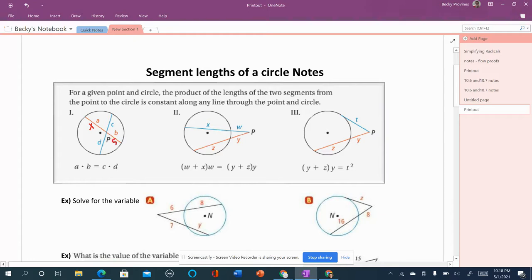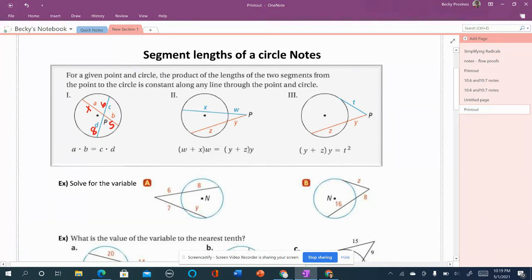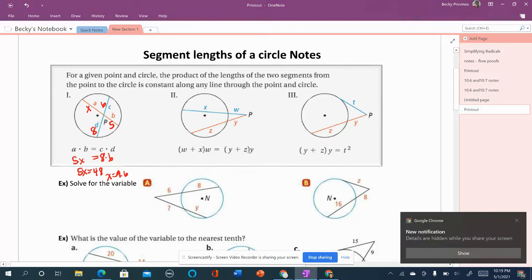So if this is x and 5 and 6 and 8, we're just going to multiply. Find one chord, 8 times 6. Okay, so 8 times 6. Let's multiply the other way: 5 times x. And then we're just going to solve it. So 8 times 6 is 48. And then you divide. And so that means on this problem, x is 9.6. Okay, so we're going to practice this more here in a little bit.